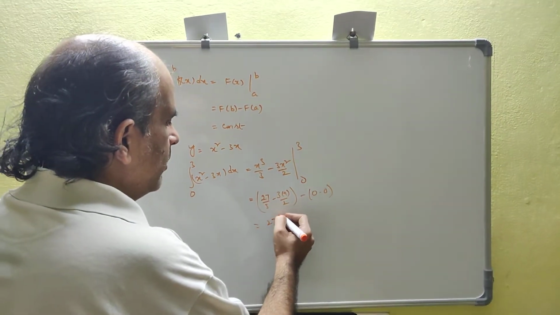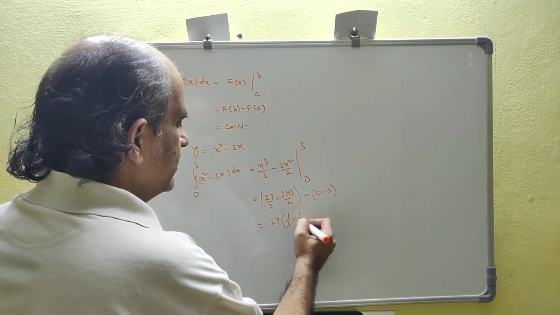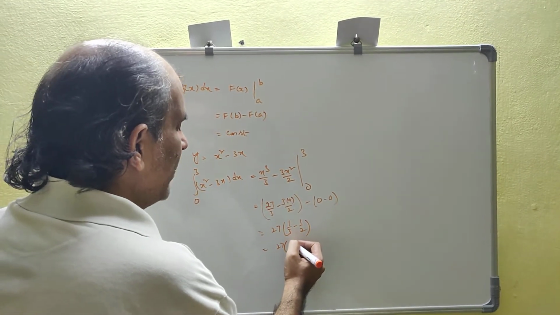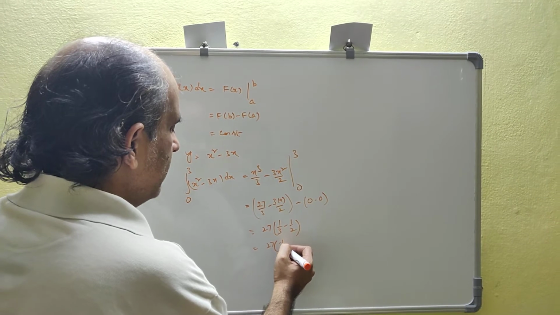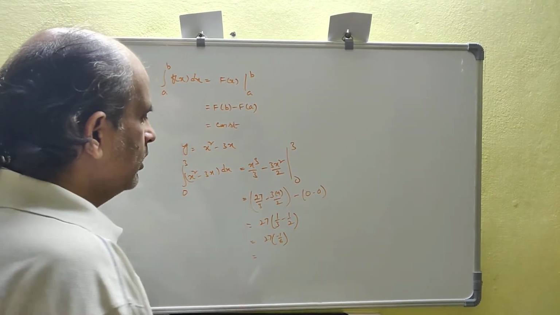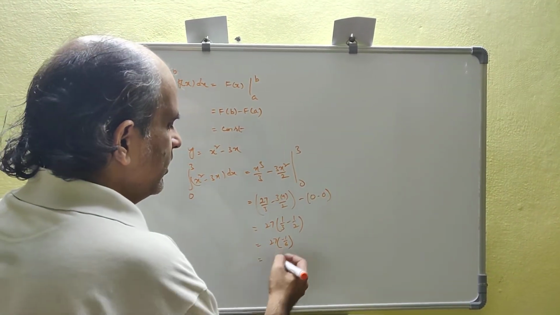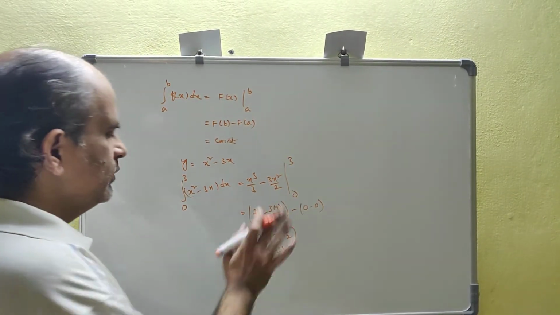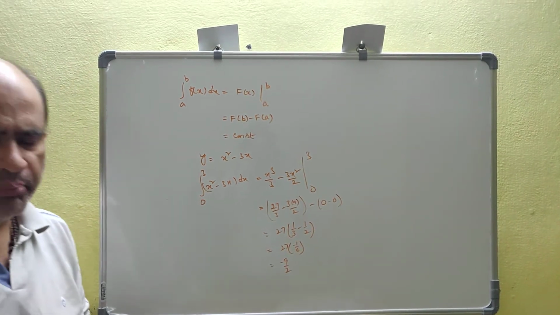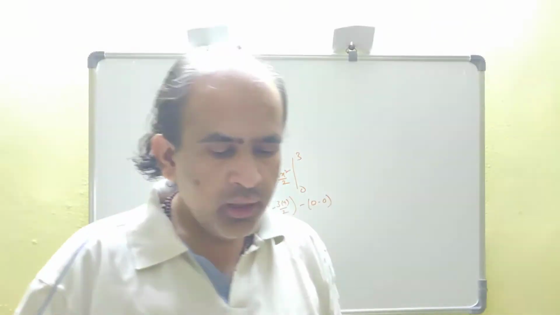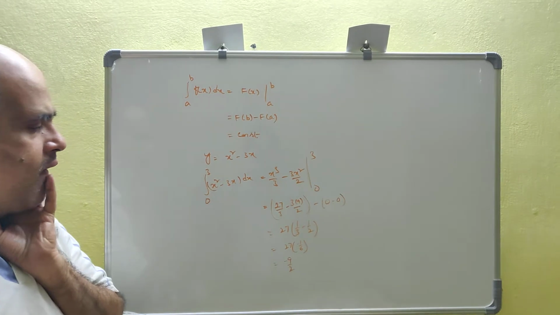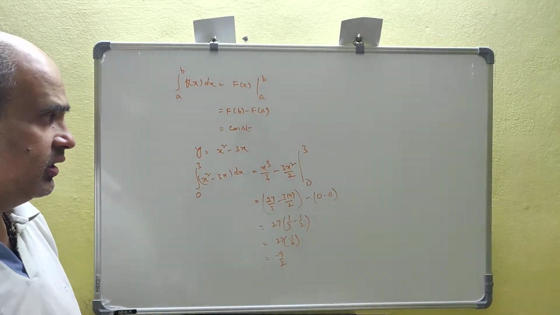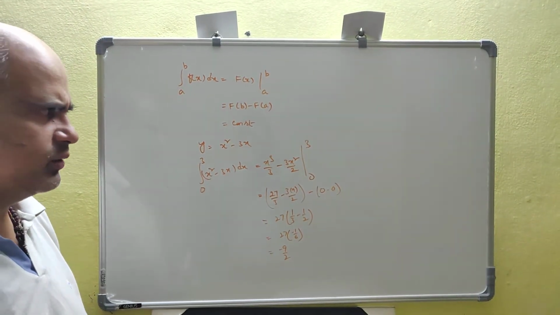27 common, which is 1 by 3 minus 1 by 2. So this is 27 of 2 minus 3 by 6, that is minus 1 by 6. So I can surely say that this is minus 9 by 2. This is what I get. This is some number. If I get this number, then I should know what this number represents.